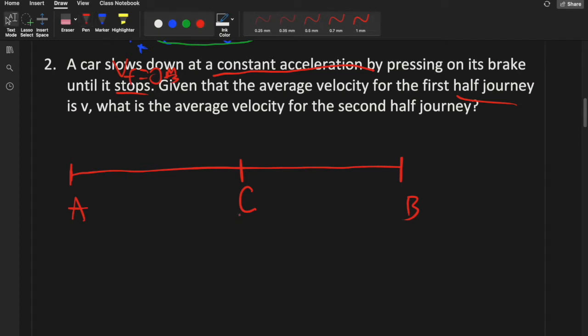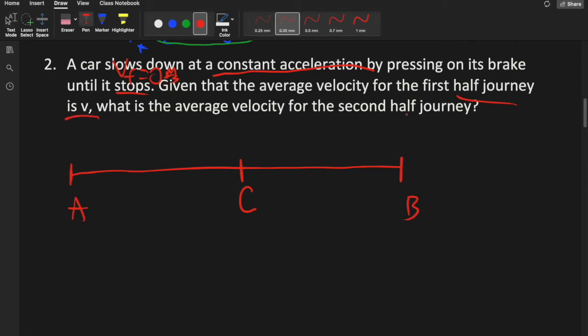So this picture is a hint. Pause the video and think about this question by yourself first. Alright, so now I'm going to do it.